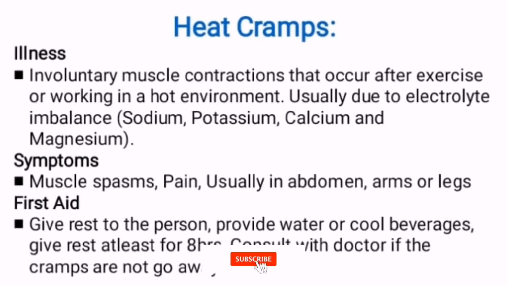Some major symptoms of heat cramps can be muscle spasms and muscle pain, usually in the abdomen, arms or legs. The first aid we can provide: give rest to the person, provide water or a cold beverage, include electrolytes in your water, such as lemon or some quantity of salt, then give rest for at least 8 hours. Consult a doctor if the muscle cramps do not go away by themselves.